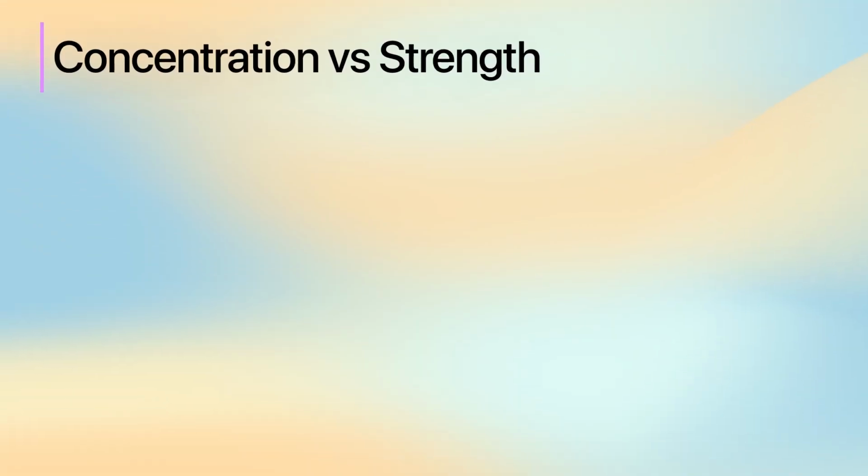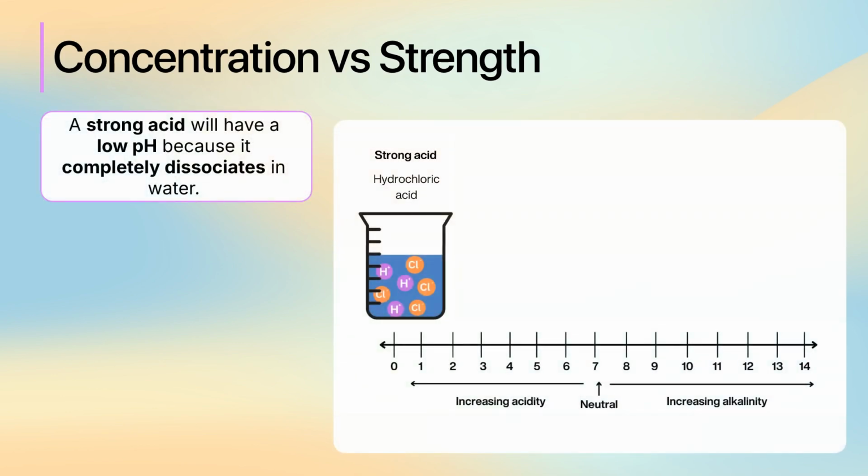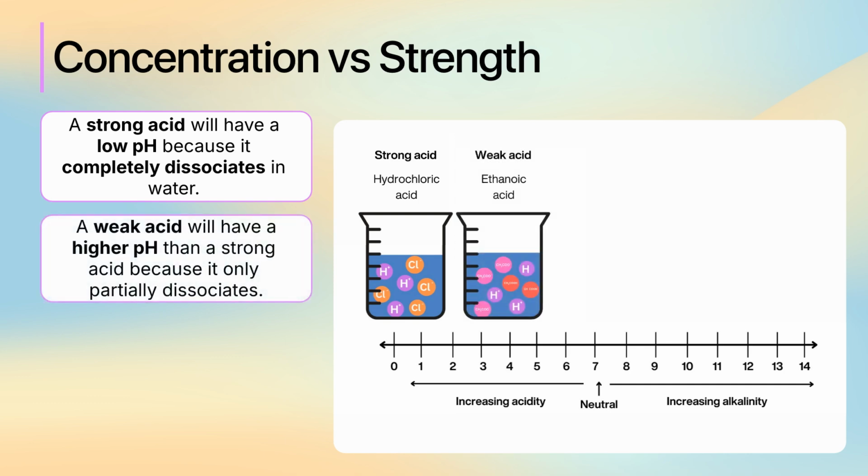Now, let's see how this relates to pH. A strong acid, such as hydrochloric acid, HCl, will have a low pH because it completely dissociates in water, providing a high concentration of H+ ions. Conversely, a weak acid like ethanoic acid will have a higher pH than a strong acid because it only partially dissociates, providing fewer H+ ions.